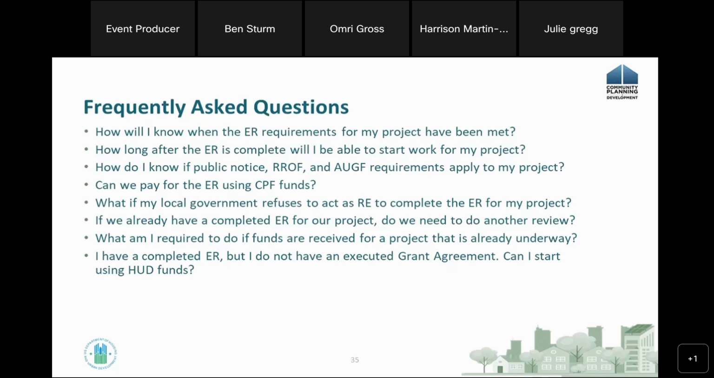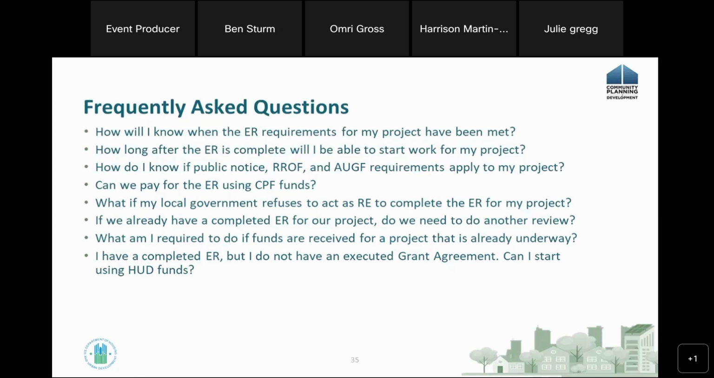Okay, next question is, what if my local government refuses to act as responsible entity to complete the environmental review for my project? Now, we have seen this in some situations where the local government refuses to act as the responsible entity just because they may not want to take on that responsibility. They're not the recipient of funds, they're not carrying out the project. So, that's something that they may refuse to do.